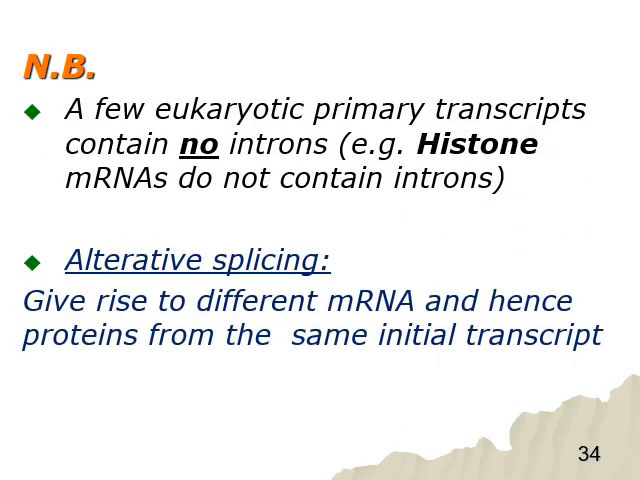A few eukaryotic primary transcripts contain no introns. بعض messenger RNA primary transcript does not contain introns. For example, histone messenger RNA does not contain introns. Also في عندي حاجة اسمها alternative splicing. Alternative splicing دي gives rise to different messenger RNA and hence different protein from the same initial primary transcript.